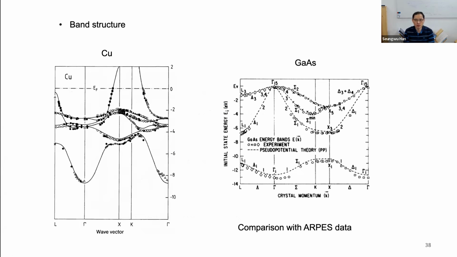And also the band structure. So with density functional theory, one thing that is clearly different from classical molecular dynamics is that it gives you the energy spectrum of the electron, which is the band structure. And this is copper, and this is gallium arsenide, and these are the data obtained from ARPES measurement, which is compared with the computation, which works quite well, right? So it gives you a very reliable electron structure.